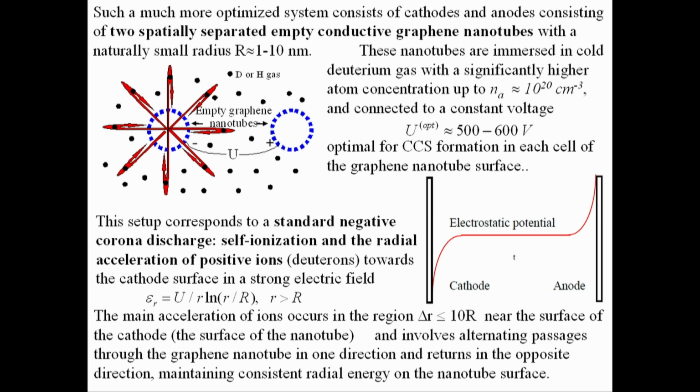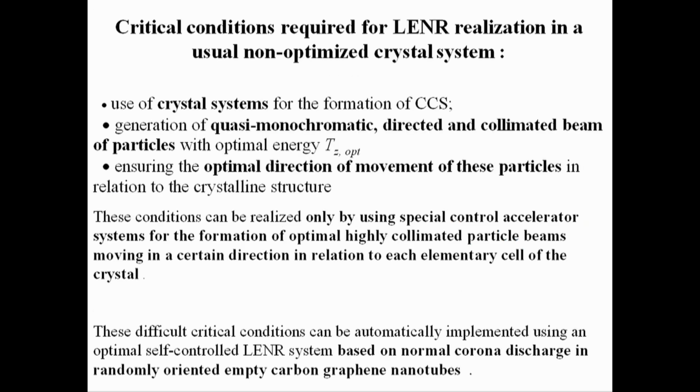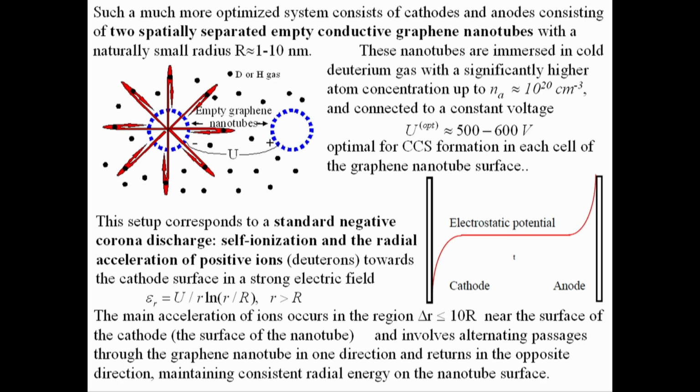Now, we necessarily need a system. First of all, if we use a crystal, very specific conditions are necessary: generation of a quasi-monochromatic, directed, and collimated beam, with the necessary and optimal direction. And what about using the corona discharge?